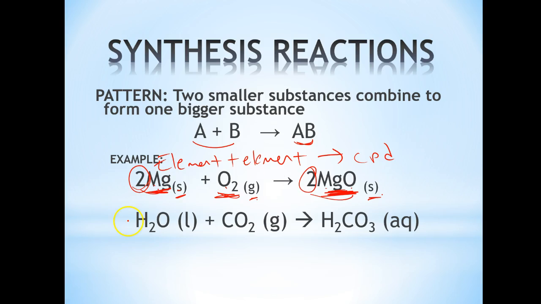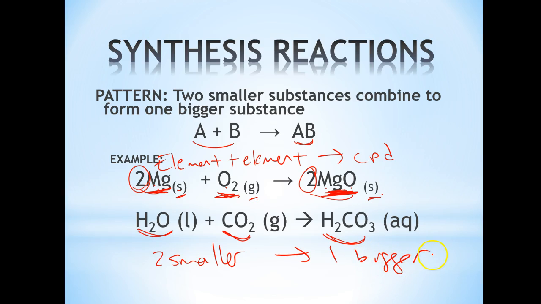Okay, it doesn't have to be simple like that. It doesn't have to be an element plus an element. It can be two smaller things. Water and carbon dioxide can come together to make carbonic acid. But basically the idea is you have two smaller things making one bigger thing. Okay, that's a synthesis reaction.